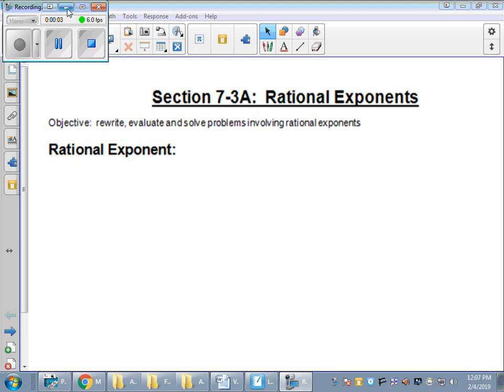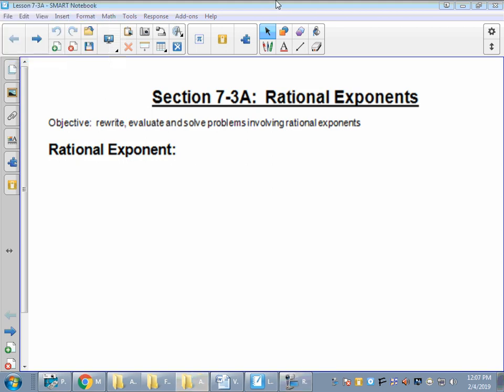Okay, welcome back. Algebra 1, Section 7.3, Rational Exponents. And we're going to actually do these in two separate sections, 7.3a and 7.3b. So this first one, we're just going to talk about what rational exponents are. We're going to rewrite them and evaluate them and solve problems that involve those.